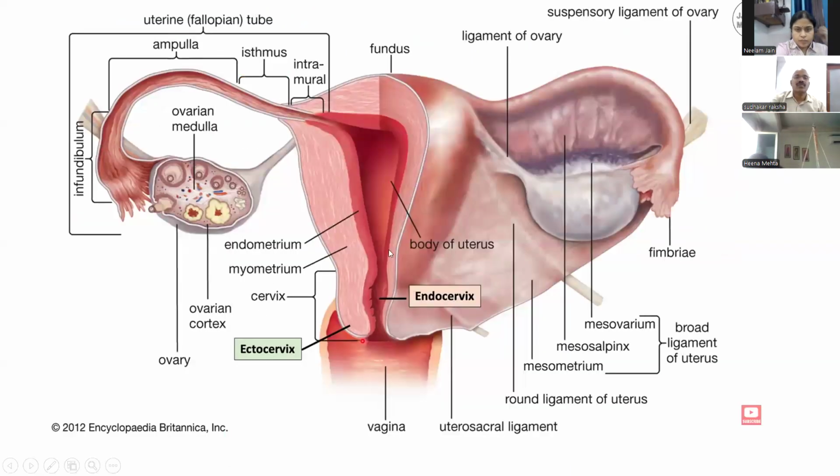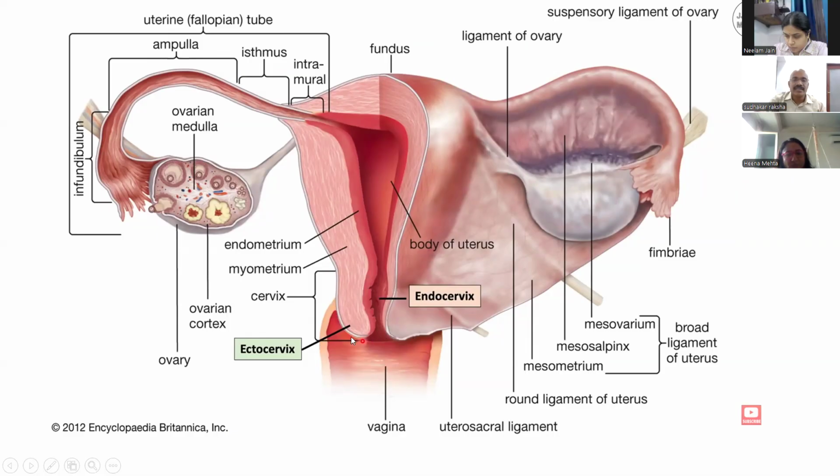So, something about the normal anatomy. This entire thing is a uterus. The fallopian tube, the ovaries. And here you can see this one is the cervix. This entrance of the uterus, the lower portion of the uterus, is the cervix.